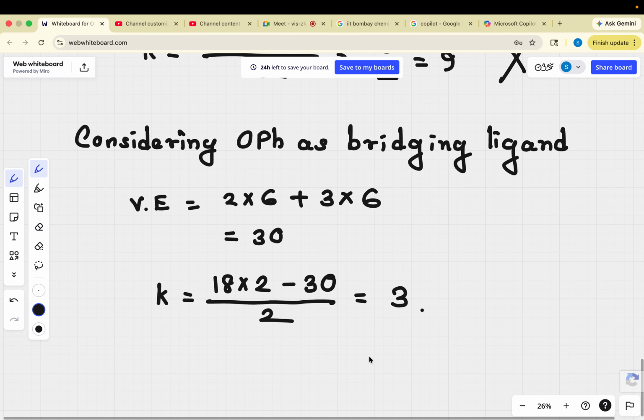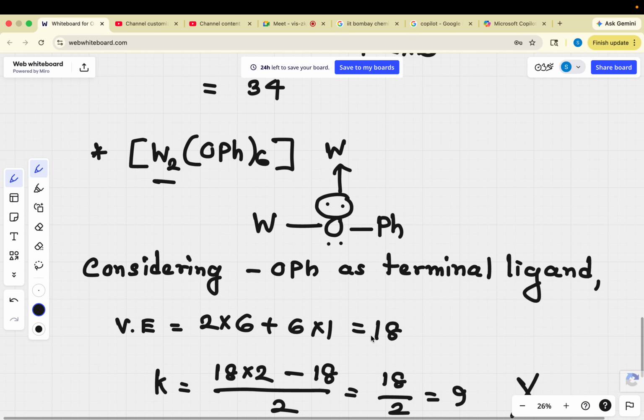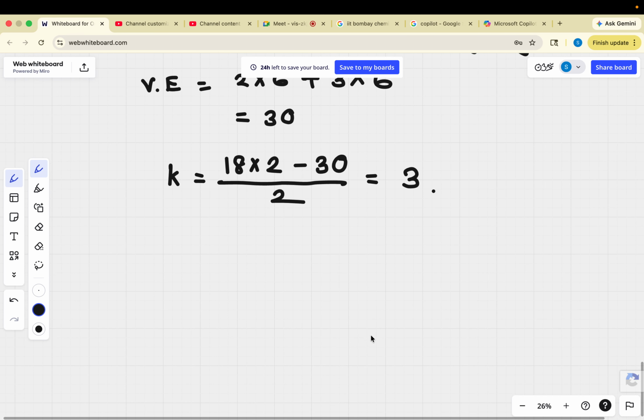So this is basically your correct answer, okay. So for OPH, if they are not mentioning whether it is acting as a terminal ligand or bridging ligand, you have to check like that, okay.